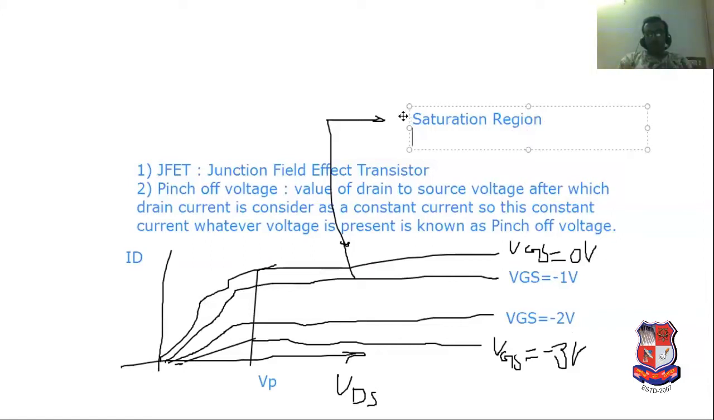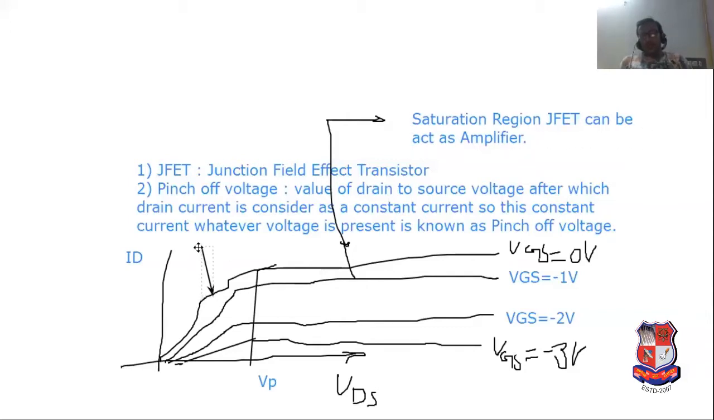In the saturation region, JFET can act as an amplifier. JFET can act as an amplifier, and it is indicated. See this. It is the region which is known as the ohmic region.